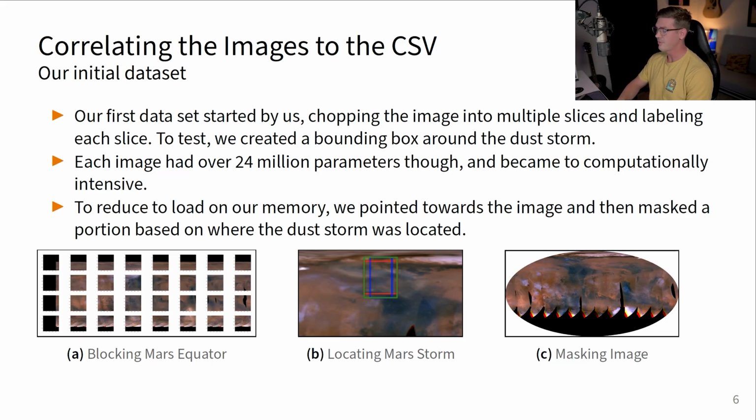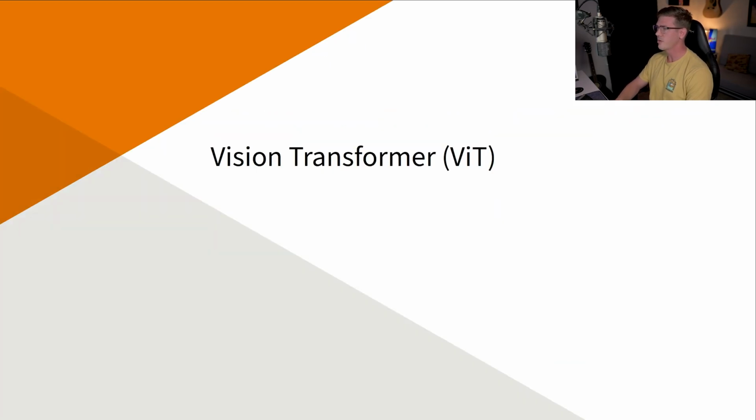And then if the picture had multiple dust storms, we would take multiple pictures. After that, we would compress it and then save that to an MPZ, which ended up finishing our data set and roughly accounted for 90% of our project. Next, we move into the deep learning algorithm. For ours, we used a vision transformer.